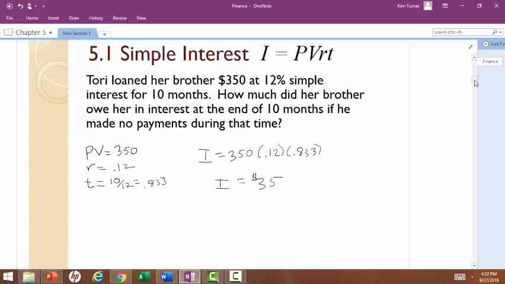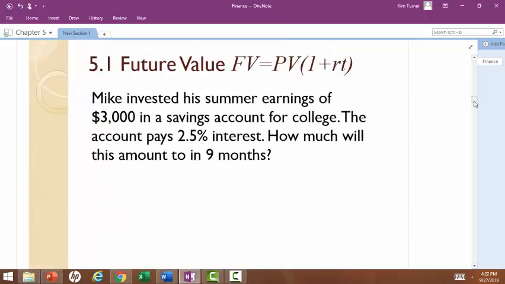Now let's move on to a different type of problem. In this problem, we want to find what the future value is going to be from an amount that's invested today. So Mike invested his summer earnings of $3,000 into a savings account for college. The account pays 2.5% interest. How much will this amount to in 9 months?